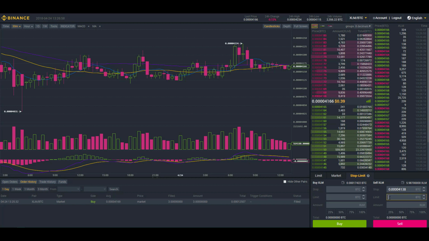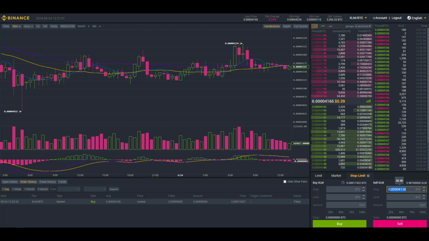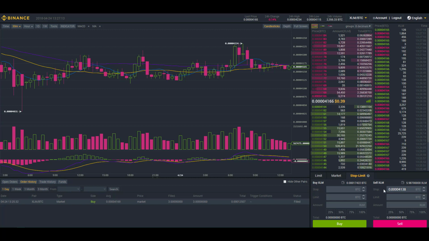And then you place the limit. So what it means is when the price goes to the stop value, the limit is how much you want to sell. So you place a sell order and you place it on which value. You can place it at the same value, but I recommend to place it at a lower value.